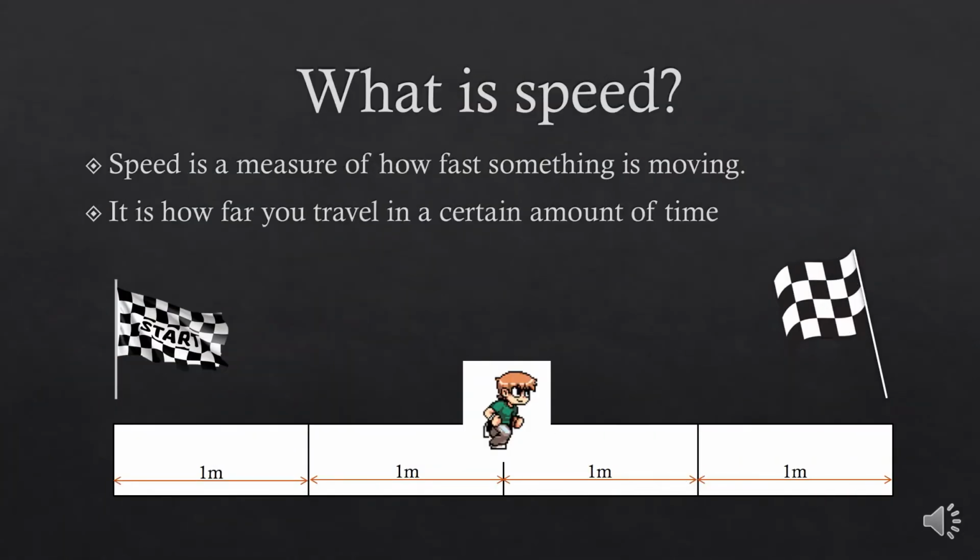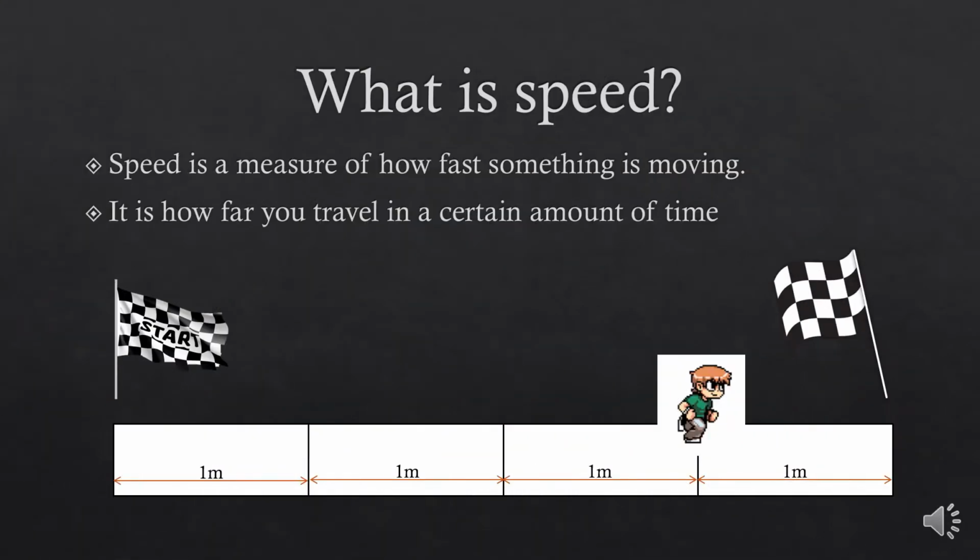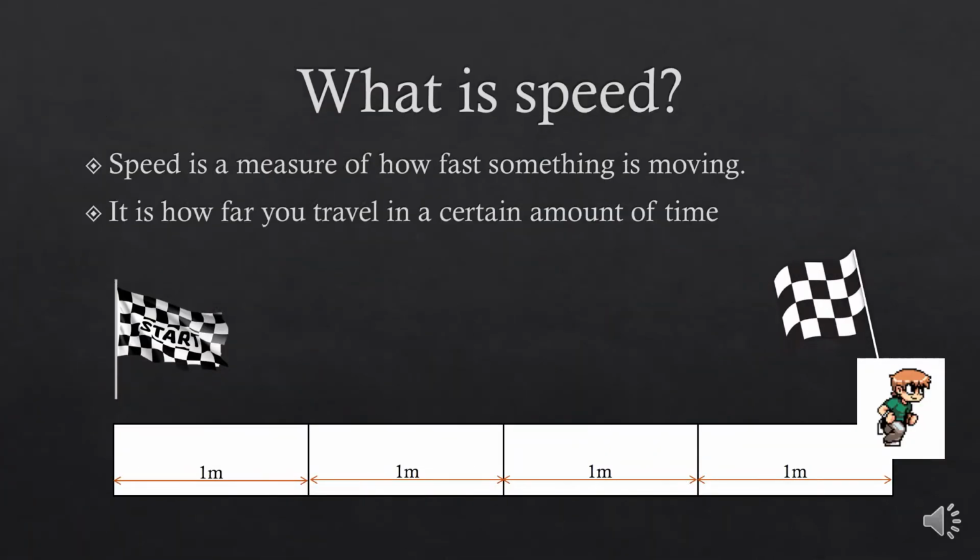So in a second, they travel another meter. So that means 1 meter in the second, or 2 meters in 2 seconds. At 3 meters, so that's 1 more meter in 1 more second, or they've travelled 3 meters in 3 seconds altogether. By the time they get to the finish line, they've done 4 meters in 4 seconds. This means that for each second, the walker moved 1 meter. This is a speed of 1 meter per second. Meter per second is the unit for speed.